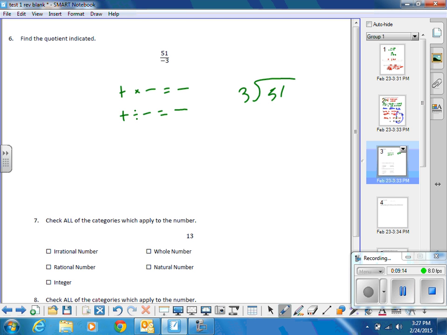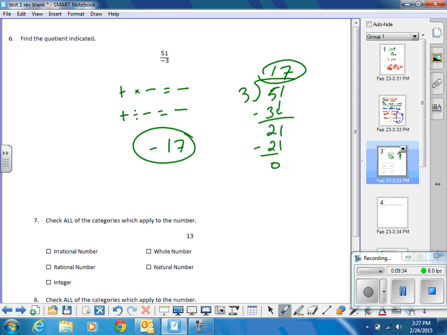So 3 goes into 51 how many times? Well, 3 goes into 5 once, 1 times 3 is 3, minus, get a 2, bring down my 1. 3 goes into 21 7 times. And my answer is a negative 17. Just right here, take that negative sign.